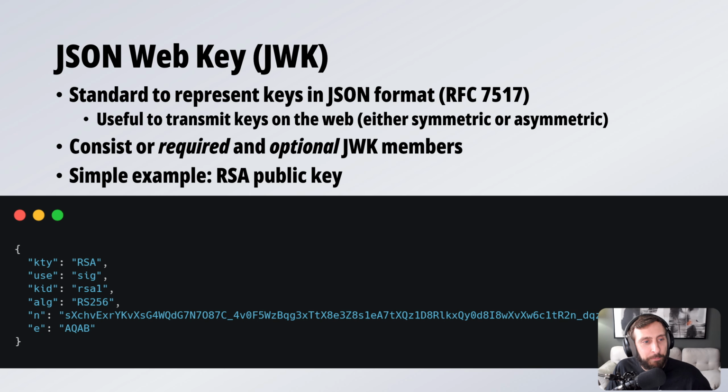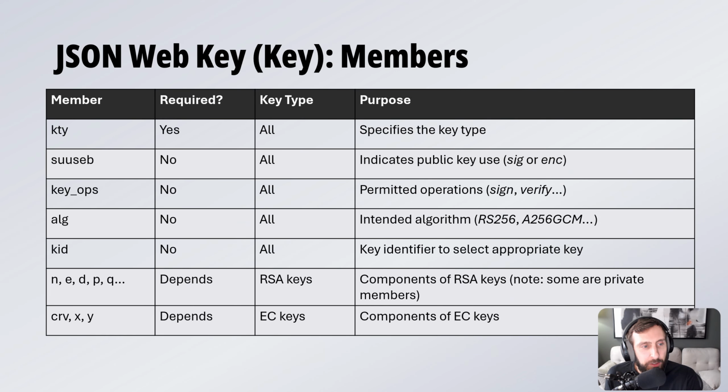So these are, there's a typo there. These consist of both required and potentially optional JW key members within a JSON object. And the simple example shown here is an RSA public key. And of course, it has the key type, it has the intended use, it has an identifier, it has an algorithm, and then it has some interesting members that you're probably not familiar with if you haven't seen these before. And don't worry, we're going to demystify these right now.